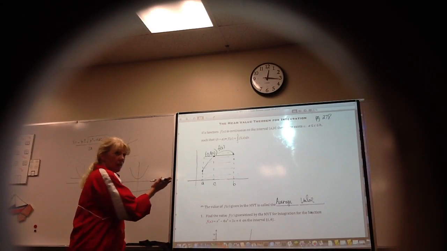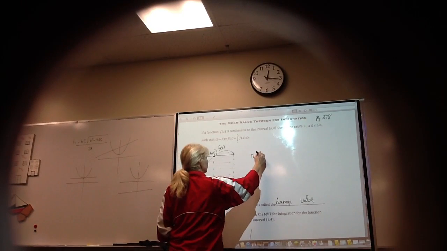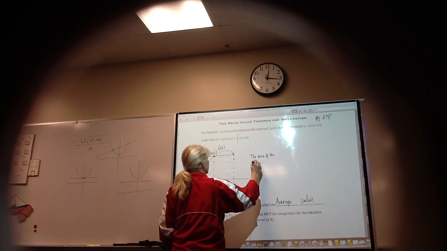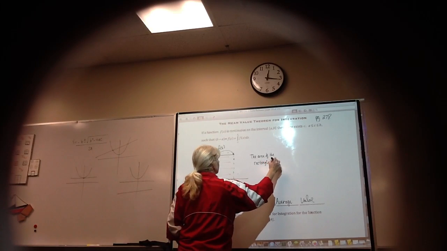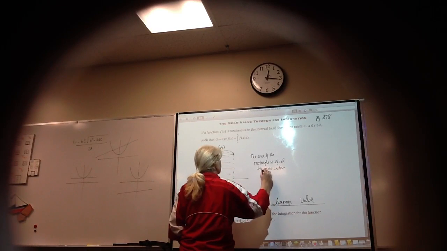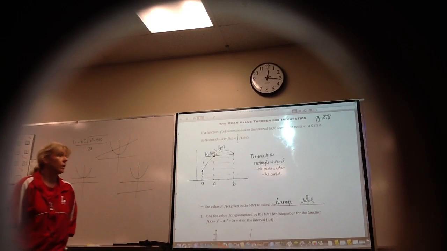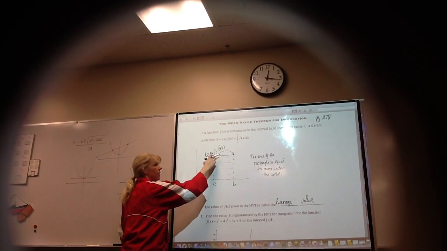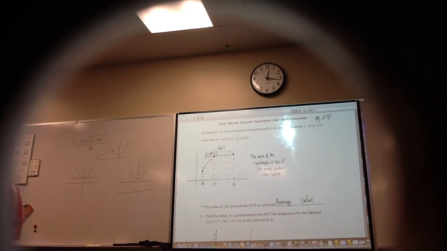Okay, so maybe make a note to yourself right here: the area of the rectangle is equal to the area under the curve. c is an x value, and f of c is the height of the function. Has everybody got that written down?